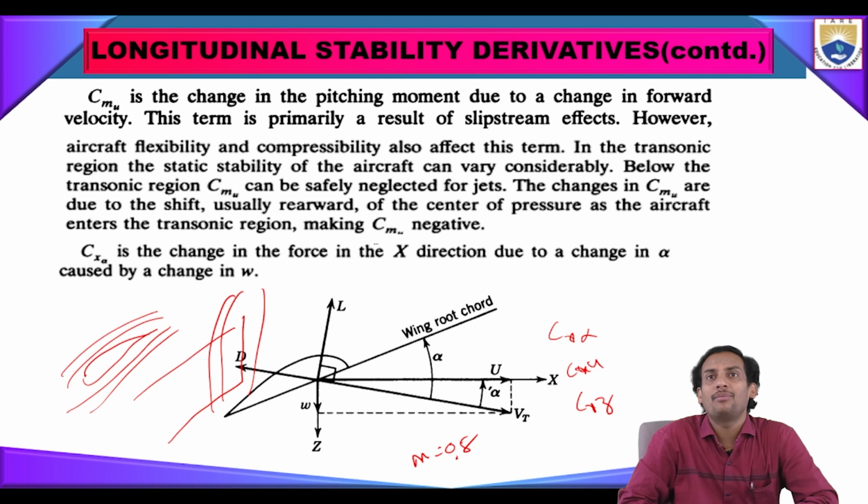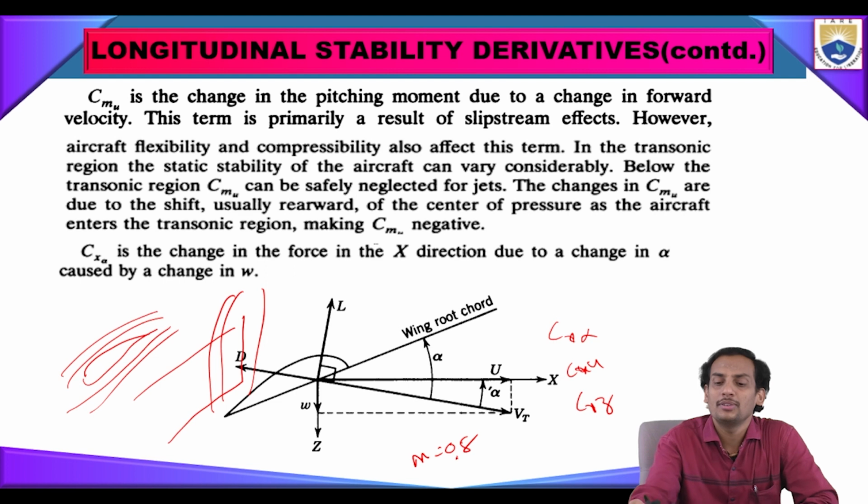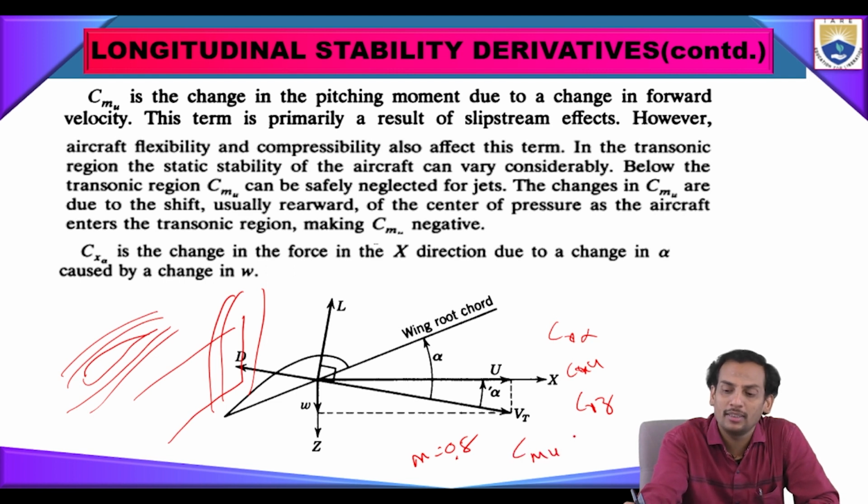The CMU can be safely neglected for the jets. The changes in CMU are due to the shift, usually rearward, of the center of pressure, and that center of pressure shifting from rearward to forward as the aircraft enters into the transit region, so that the CM gets negative values. So the CM means what? The moment coefficient, moment derivative with respect to the change in velocity u. So that is what we are given with CMU.